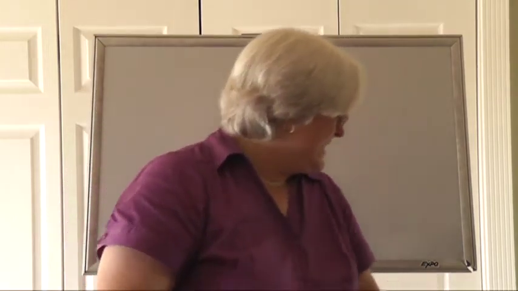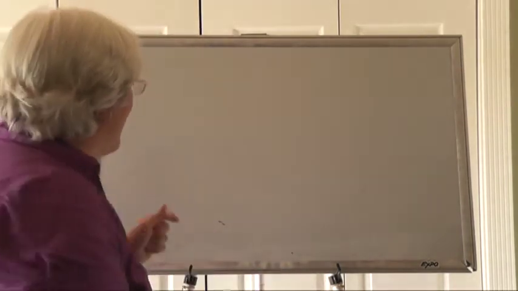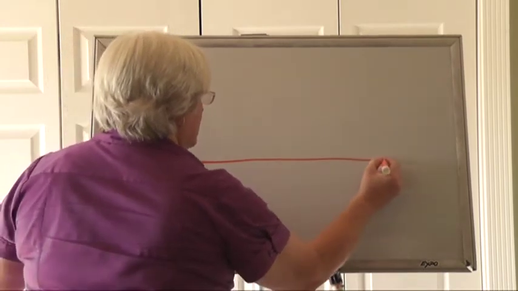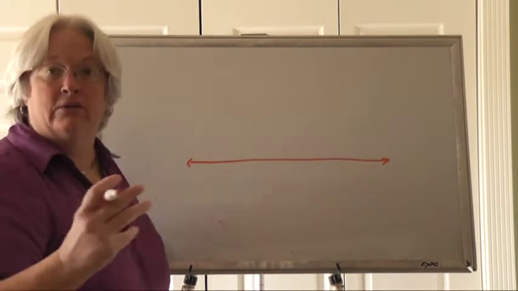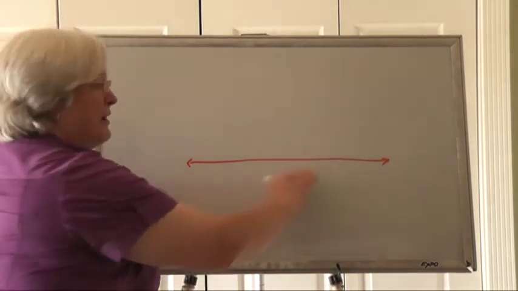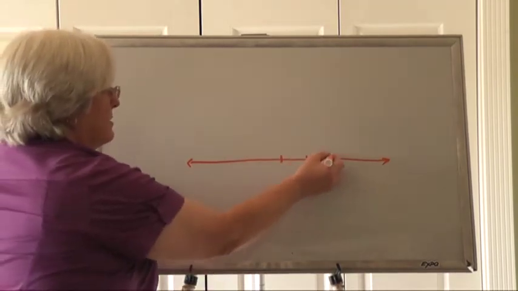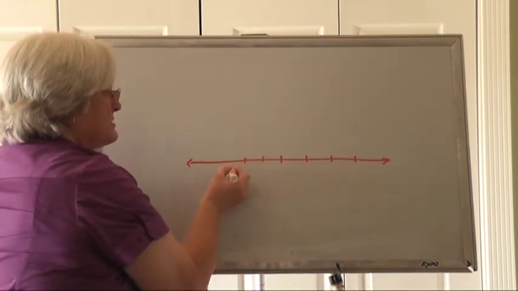So, having said that, what exactly is a number line? Well, a number line is a graphical representation of just a simple point. And what you do when you're going to make a number line, you draw a straight line, you put arrows on the end, and you make marks that are equally spaced.